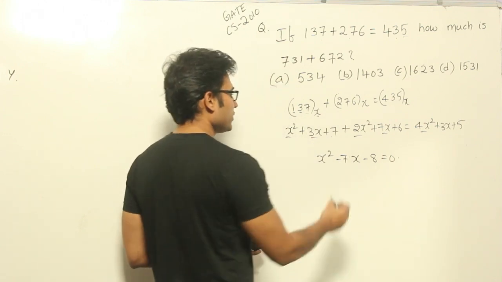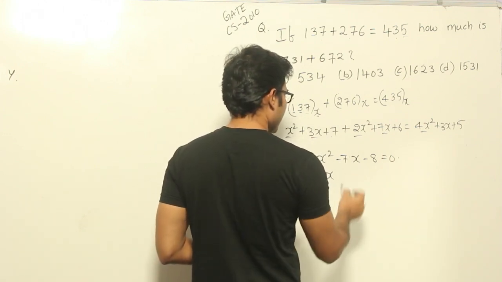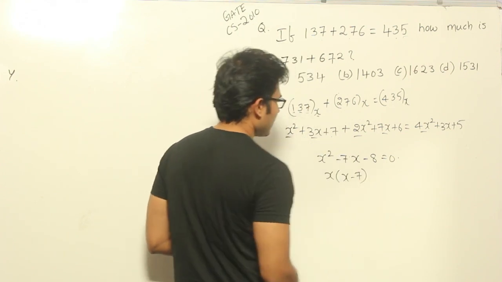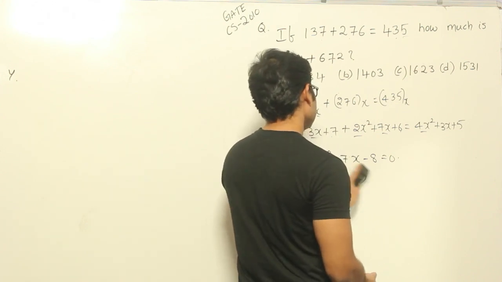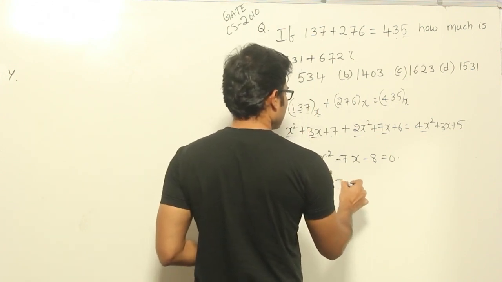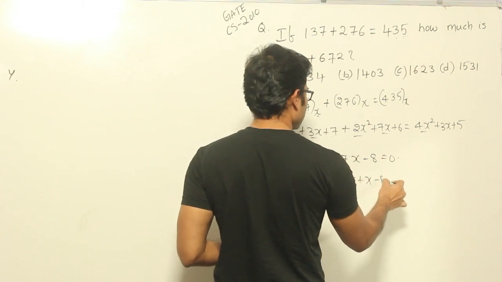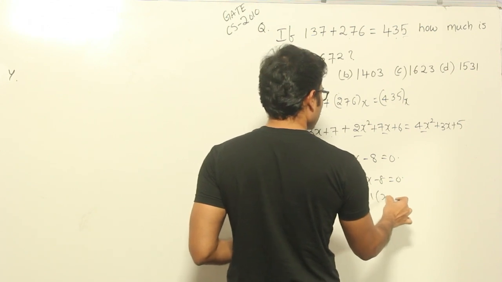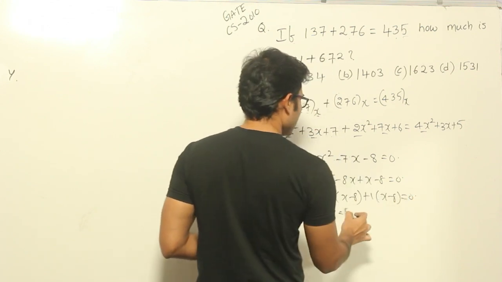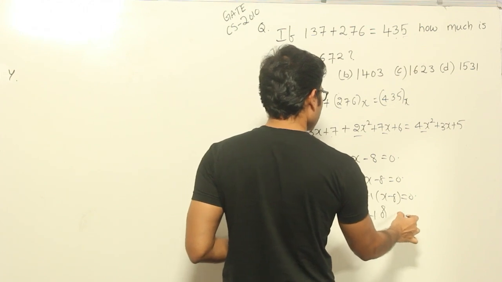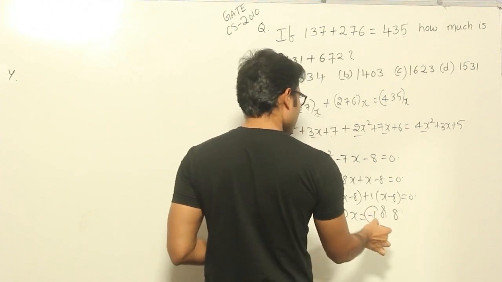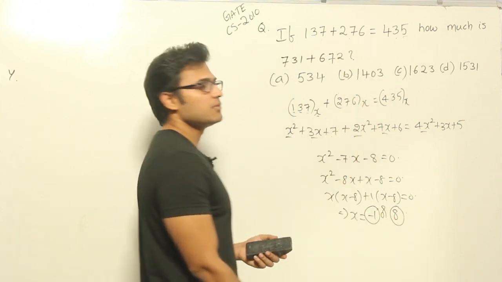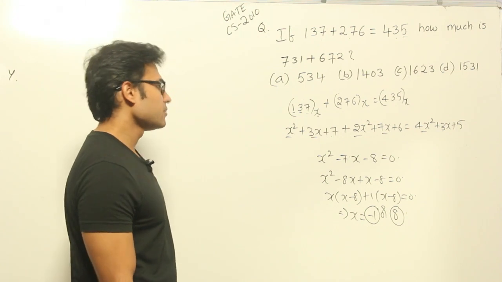Got it? Now if we try to find out the value of x, I could write it as x square minus 8x plus x minus 8 equal to 0. It is going to be x into x minus 8 plus 1 into x minus 8 equal to 0. That implies x is either minus 1 or 8. Base cannot be a negative number, so it might be 8, right? So therefore these numbers might be in base 8. This is the way you can find out the base.